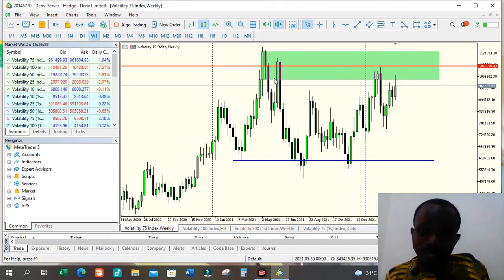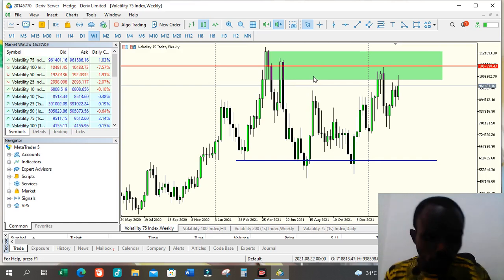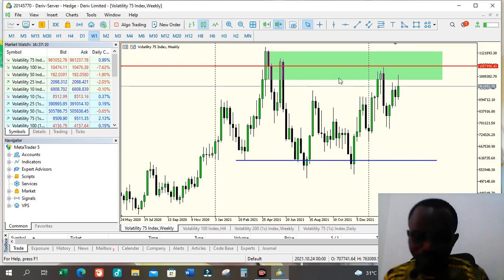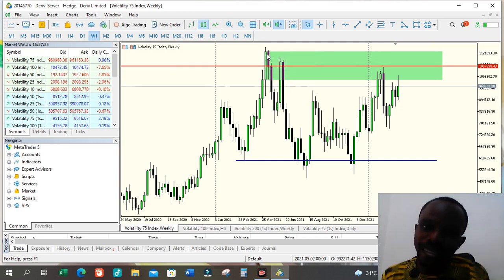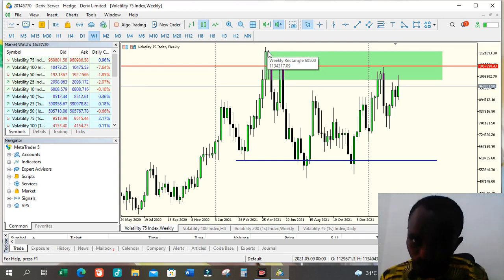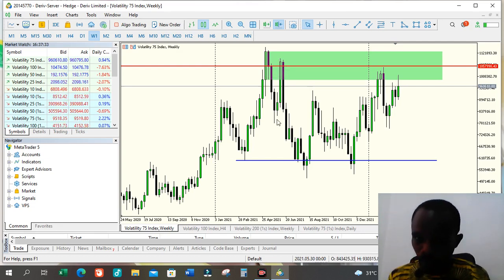Then how is an order block formed? Let me take my time. An order block is formed, for instance here, when you have a bullish movement and then there's a bearish movement. An order block is formed when the last bullish candle is formed before the bearish movement.